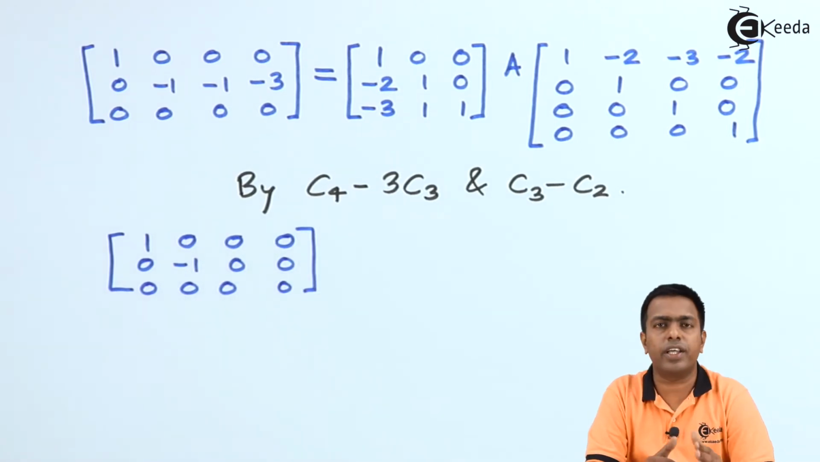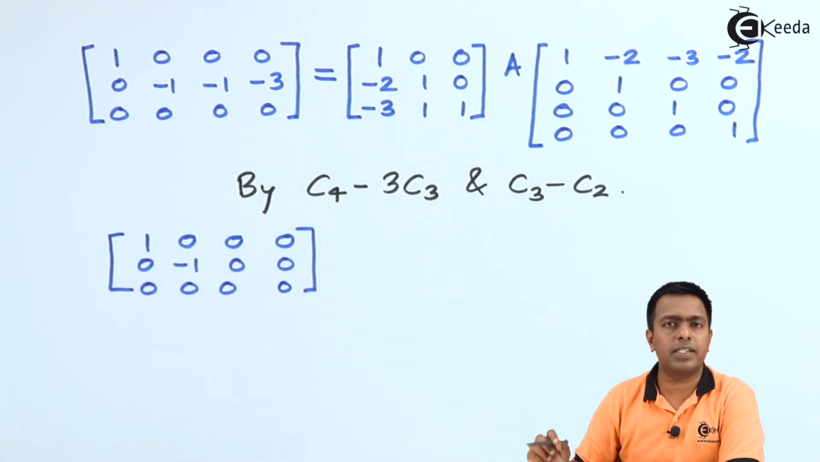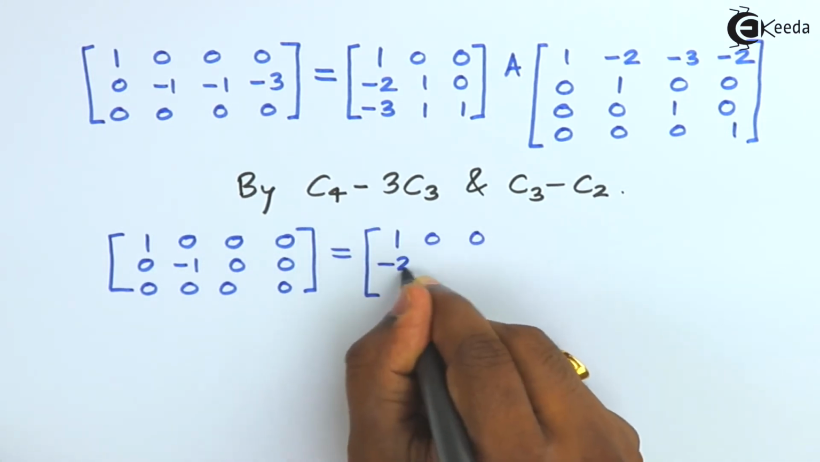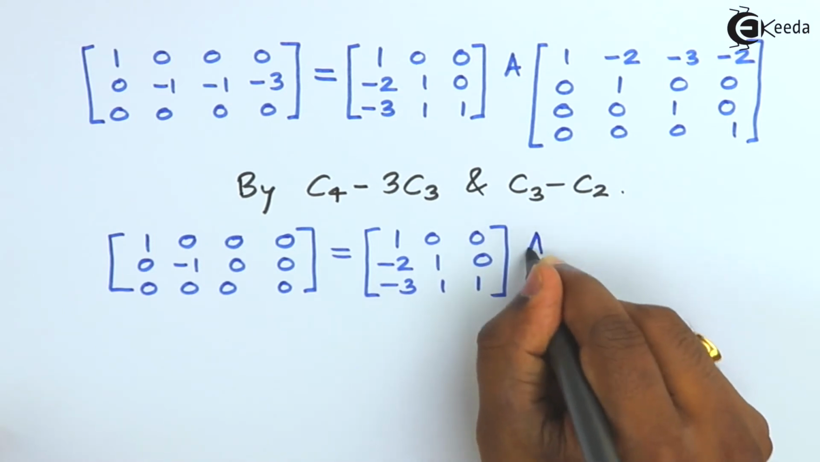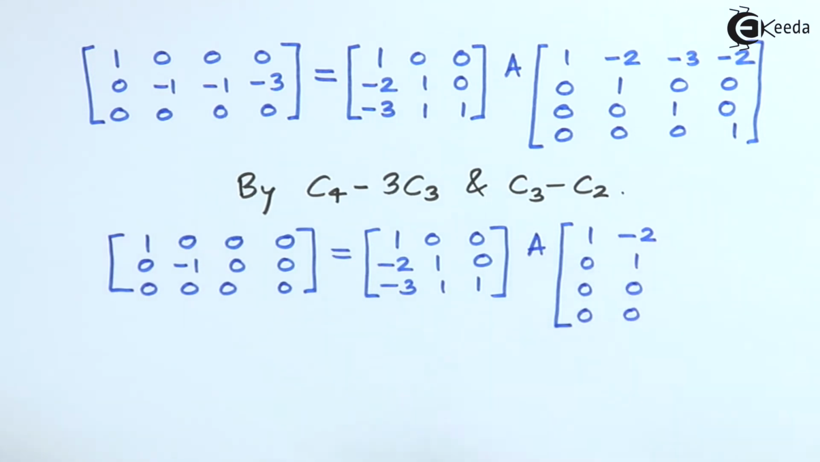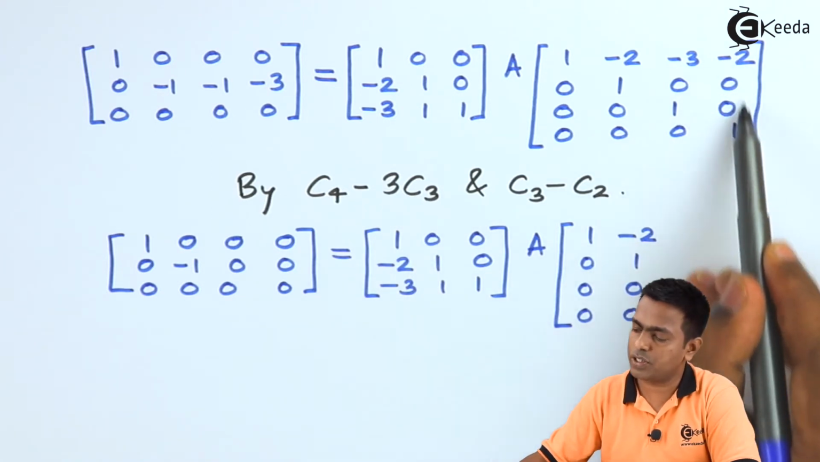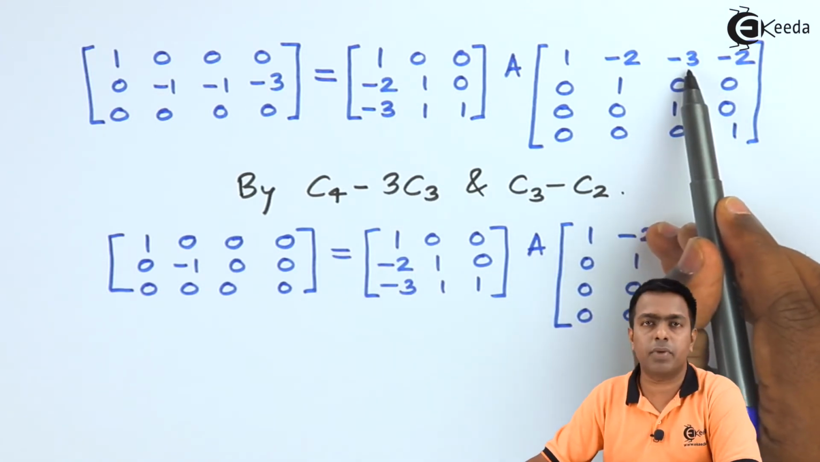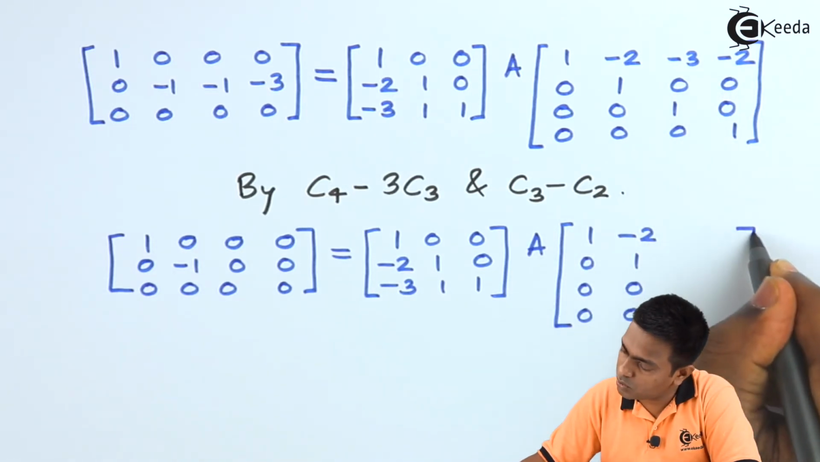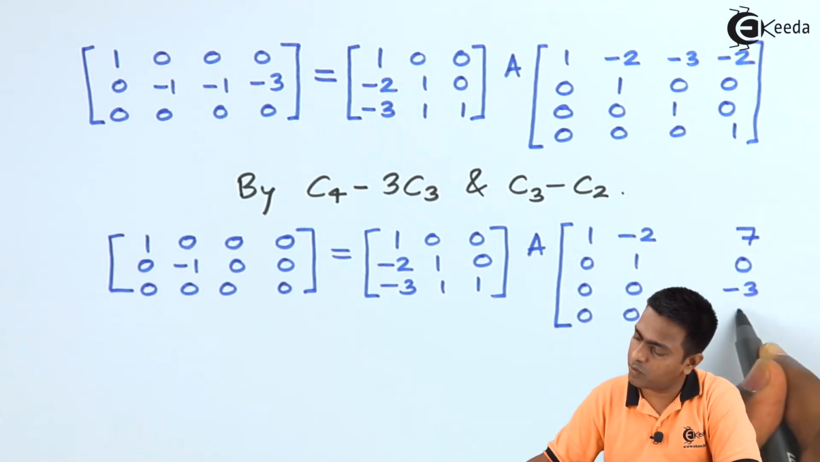Now, since we are doing the column transformation, we will not touch this first matrix. We'll perform the same column transformation on the second matrix. So accordingly, first we'll do C4 minus 3 times C3. So C4 will change. So 3 times of this is minus 9. If we subtract it from here, we'll get 7. So 7. Then 0. Here we'll get minus 3 and 1 as it is.